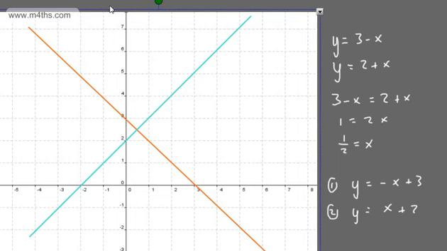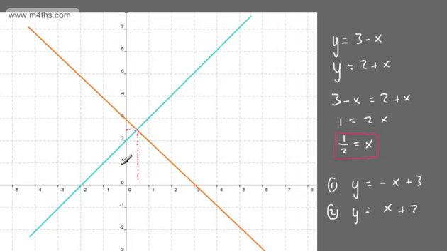So if I jotted a line up here, what we can see now is that the point of intersection is going to be equal to 1/2, and that's just there. So we can see both algebraically and graphically we can solve this. Now, of course, if you wanted to solve for y, what you'd do is simply sub back in x. 3 minus a half is going to give us 2.5, which is just going to be there.